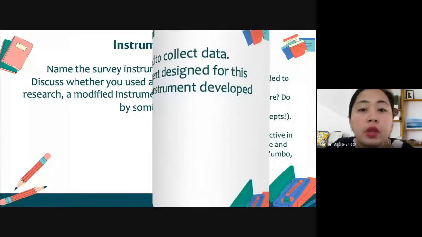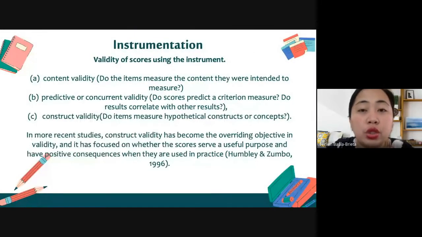But even so, you need to check for the following attributes of an instrument. The first attribute is to check for the validity of scores using the instrument. If the respondents were able to answer your instrument or the questionnaire, how would you know that the scores you have in return are valid or acceptable? So these are the things that you need to check for your validity, or your validators hopefully can check this. The first type is the content validity.